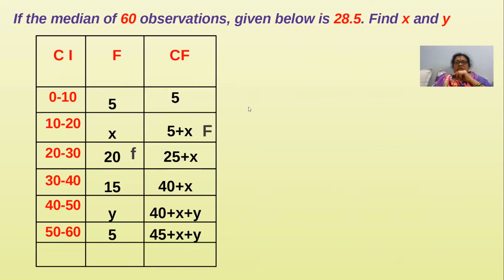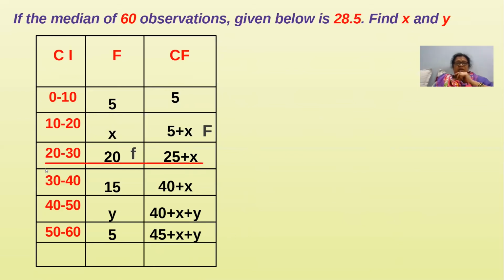First, for finding out the median, we have to find out the cumulative frequencies. That is 5, and here 5 plus x, 5 plus 20, we'll get 25 plus x, 25 plus 15, 40 plus x, 40 plus x plus y, we will get 40 plus x plus y. Again, when we add 5, we'll get 45 plus x plus y.